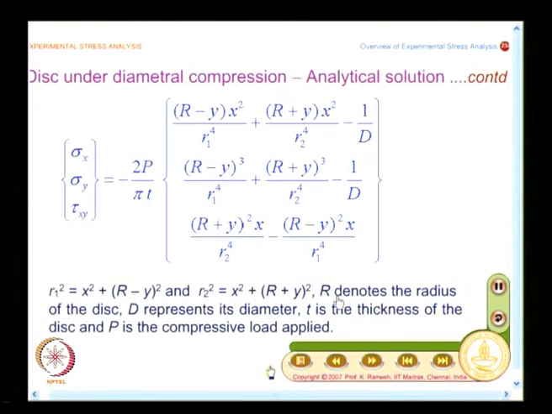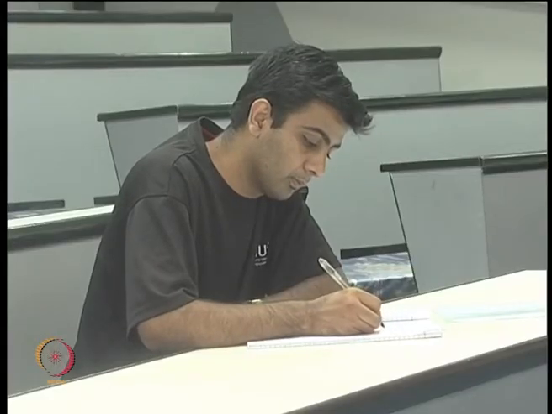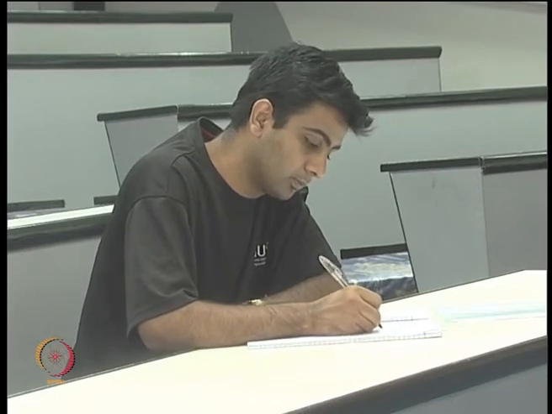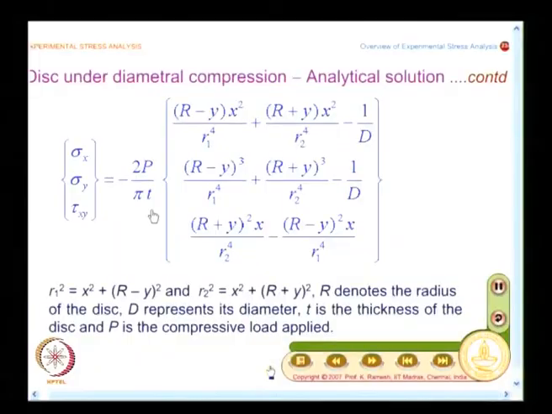We have already seen r denotes the radius, d represents the diameter, t is the thickness, and P is the compressive load applied, and you have the expressions are slightly different for sigma y and tau x y, and I would like you to have these equations written down. And obviously, the stresses what we see now, they are much more complex than what we had seen in the case of a cantilever beam or the bending problem, 4-point bending problem, and naturally you would not be able to calculate sigma 1 minus sigma 2 right away in the class and then plot the contours. So, we have to depend on computer graphics to do that job.